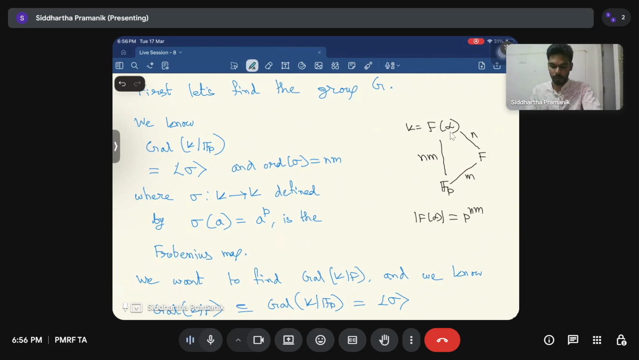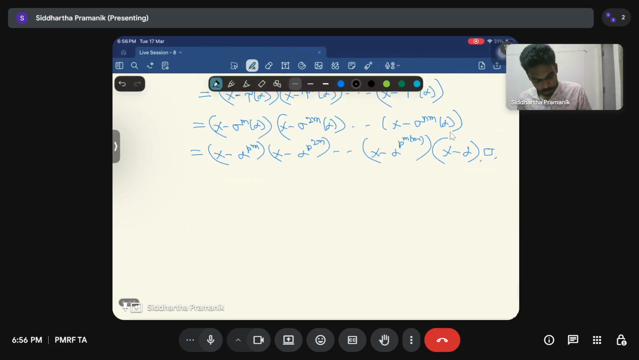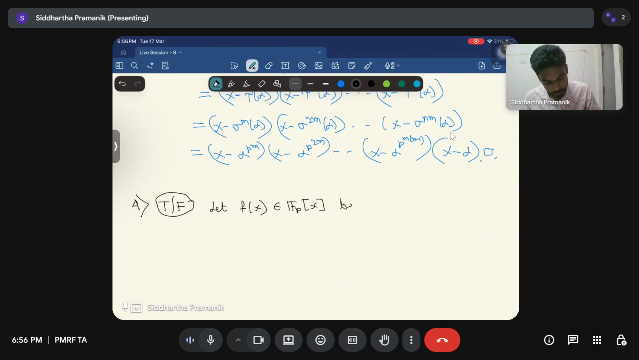Okay, let's move on. So this is problem number 4. This is a true false type question. So let f(x) belong to Fp[x] be a separable polynomial.